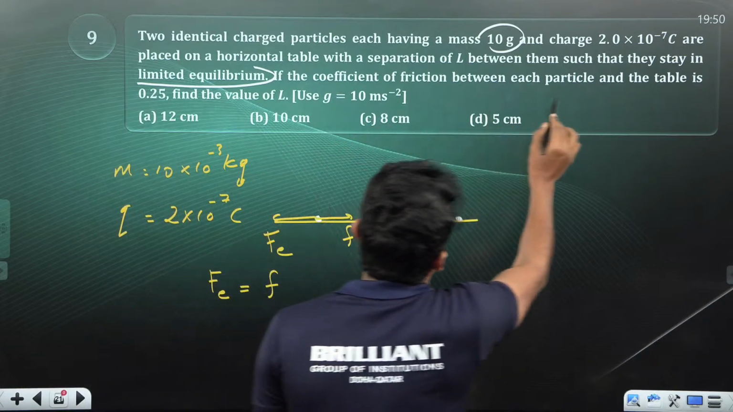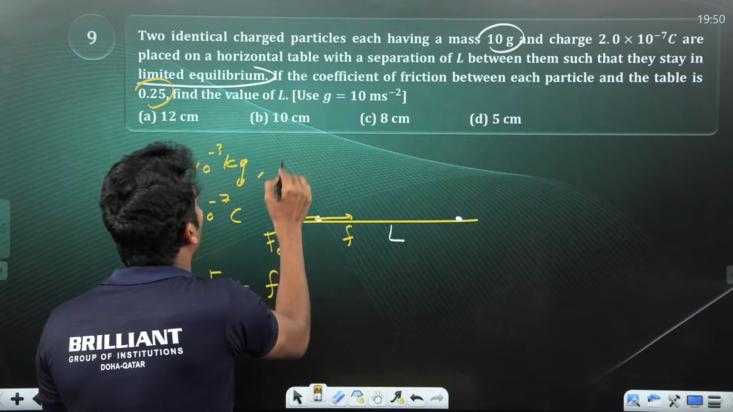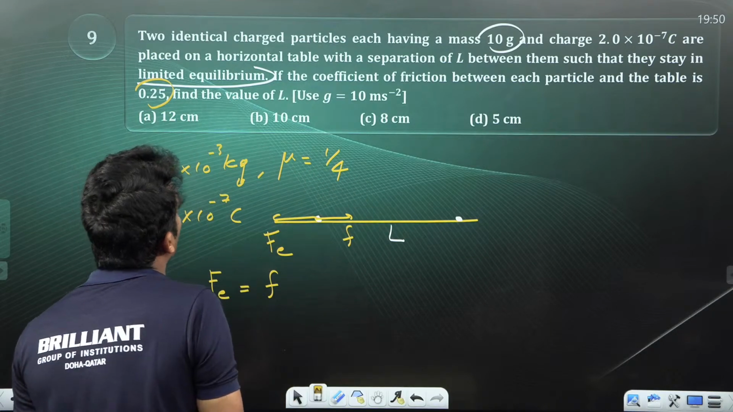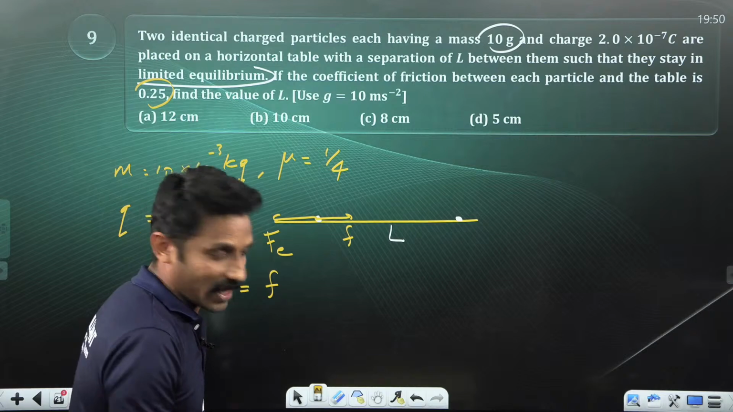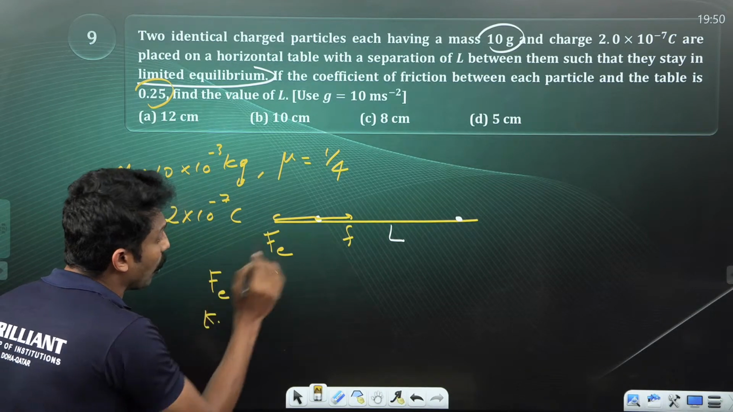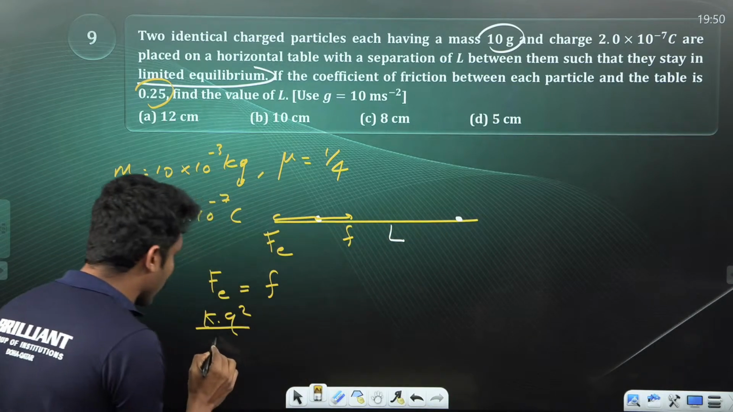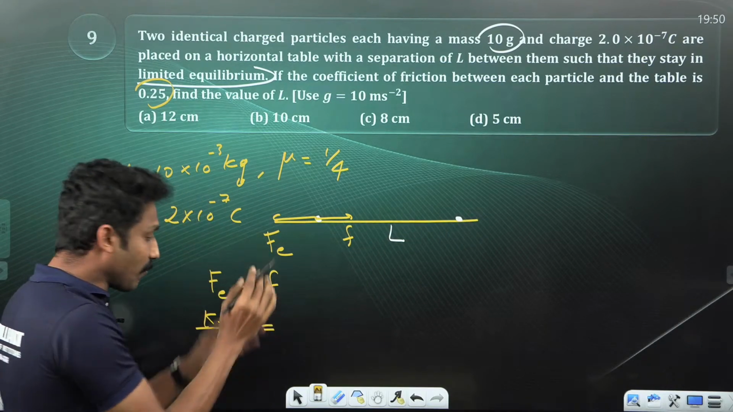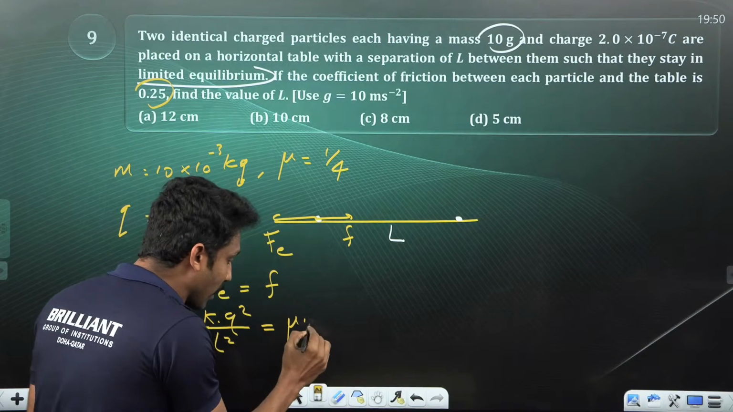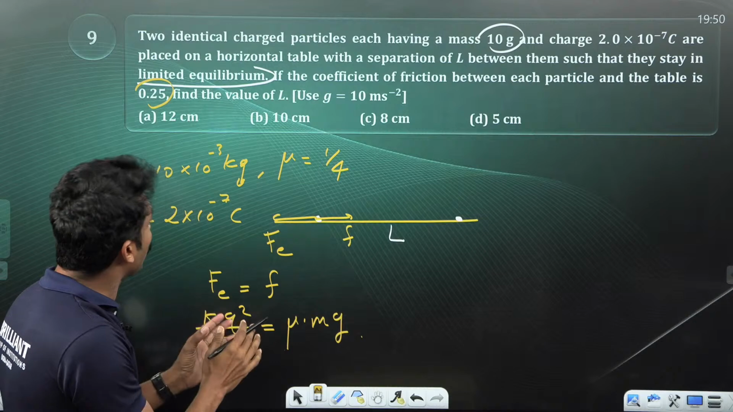Then the coefficient of friction is given as 0.25, that is mu equals 1 by 4. Find the value of L. That's the question. The electrostatic force is K into the product of charges, Q square, divided by the separation square, L square. And the frictional force is mu into the normal reaction. The normal reaction value is mg. See, all values are given here.